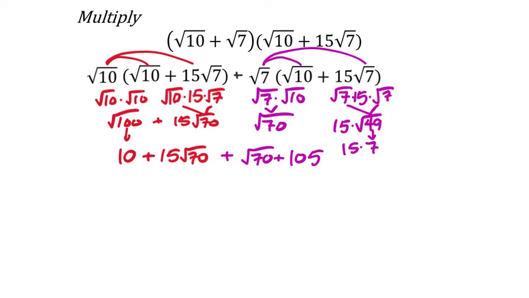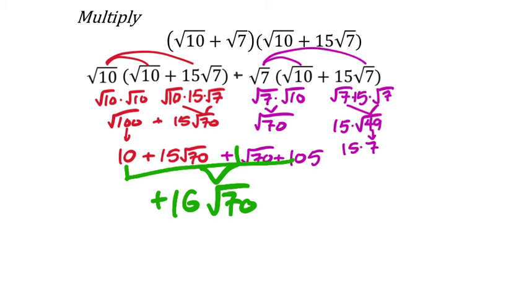So this is what we got now, this expression from the distribution. And now we see, just like we saw with some of our multiplying binomials, we have square root of 70 like terms that we can combine. There's 15 of them and one of them. So combining those, you'd have positive 16 of those. Now you still, oh, I apologize. We have another set, right? The 10 and the 105. 10 plus 105 would be 115. Okay. Well, that's pretty good.